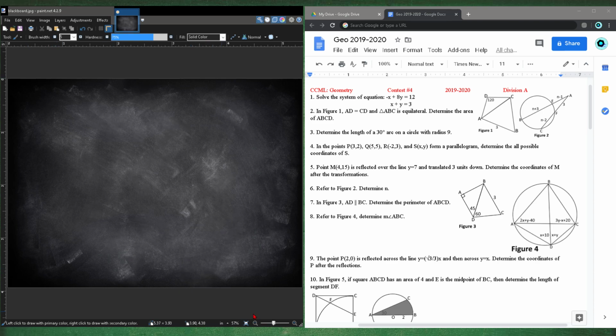Okay. Number 3: determine the length of a 30 degree arc on a circle with radius 9. So we have something like this.